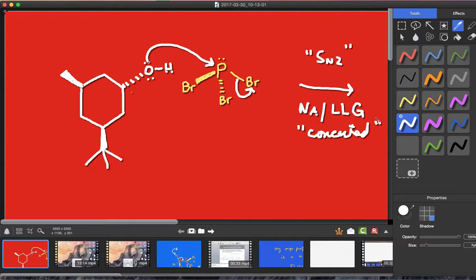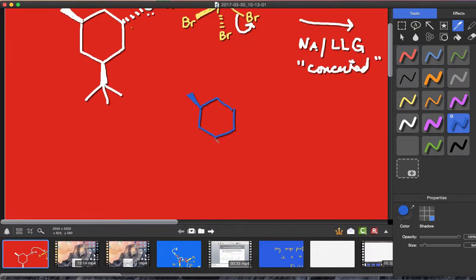Regardless of which of these two terms you choose to associate with this process, the arrow pushing is exactly the same. And our intermediate will have the following structure. This first step is really to activate the leaving group.